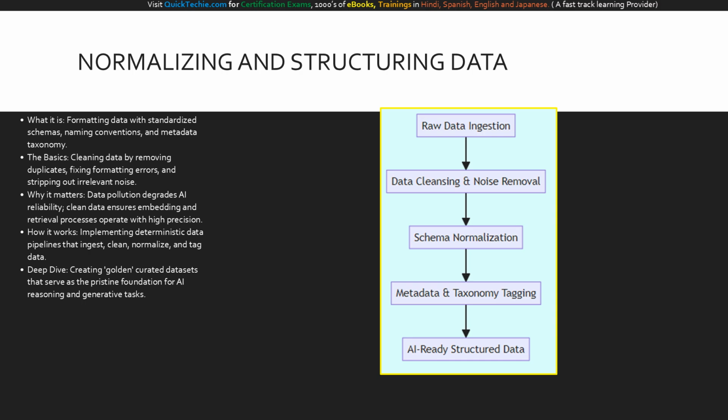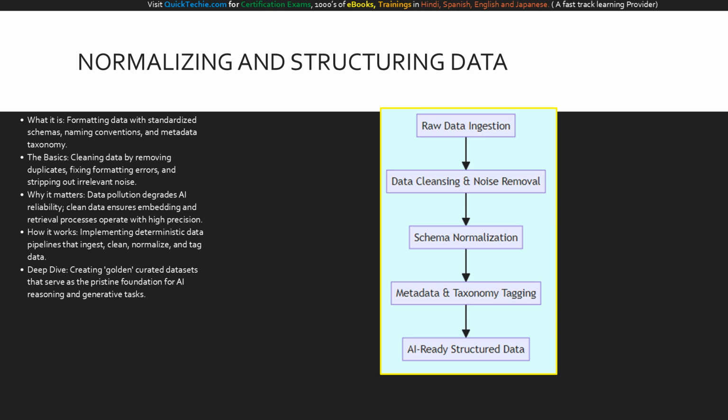The next critical step is the data cleansing and noise removal node, where we explicitly strip out irrelevant noise, remove duplicate entries, and fix broken formatting. From there, the clean data flows down into the schema normalization node. This is where we apply consistent naming conventions and perfectly align the data to our enterprise-wide schema.